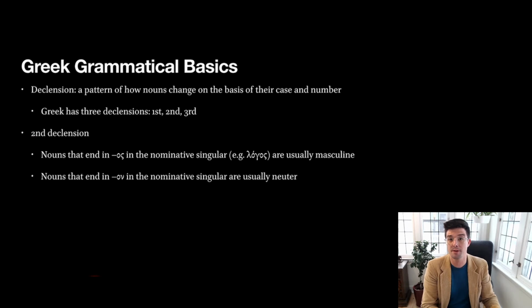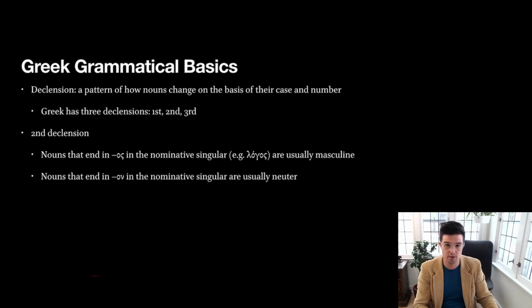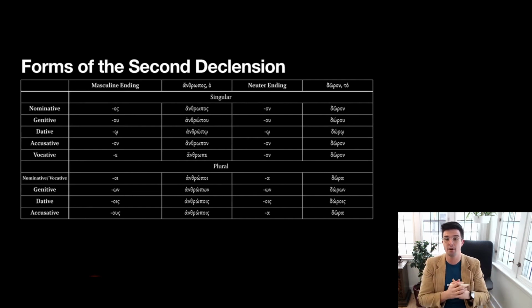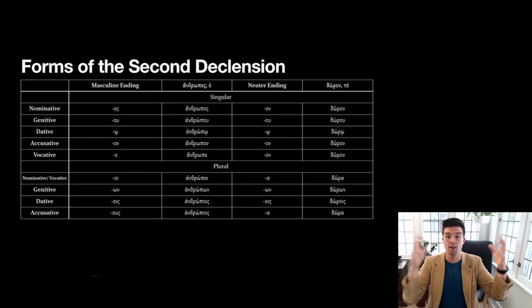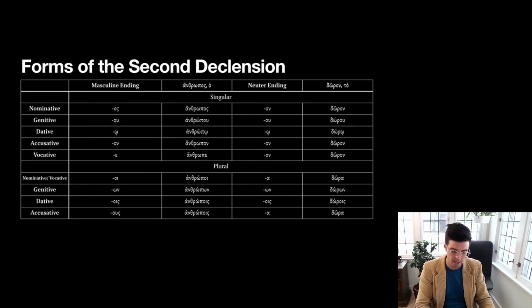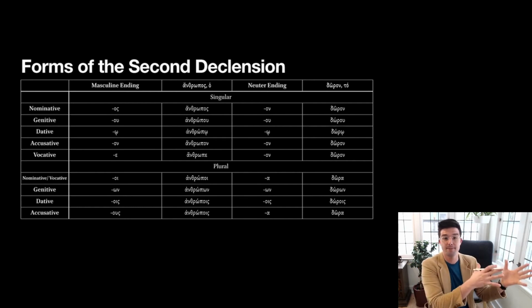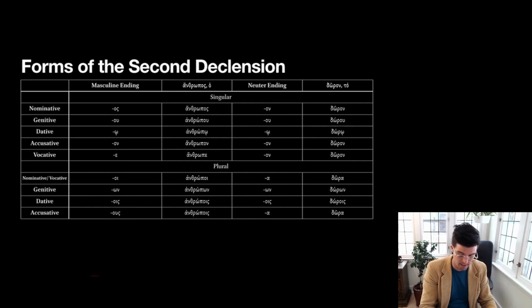The other group of nouns in the second declension is nouns that end in omicron nu in the nominative singular and are usually neuter as to their gender. So they're going to follow this pattern of changing their form. So you can see here these different patterns that look very, very similar to one another. And what I'm going to do on this large paradigm here is call attention to the places where there are differences between the words anthropos and doron.